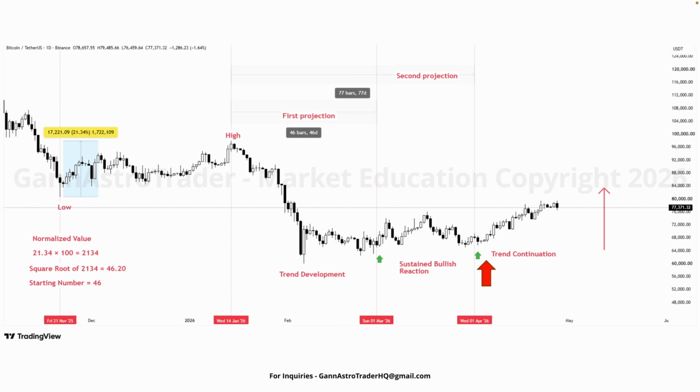By the time Bitcoin reaches the second projection, the bullish structure established after the first projection is already in place. Instead of reversing downward, the market resumes its advance with renewed strength. The existing bullish trend continues to expand. This shows another important principle. Not every projection produces a major reversal. Some projections reinforce the current trend. In this example, the second projection acts as a continuation point, allowing the existing bullish trend to maintain momentum.